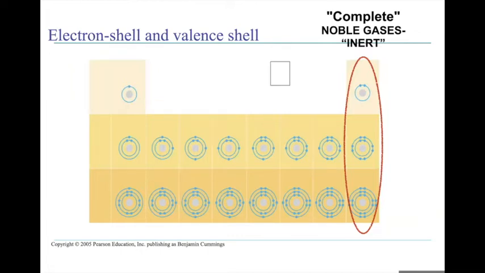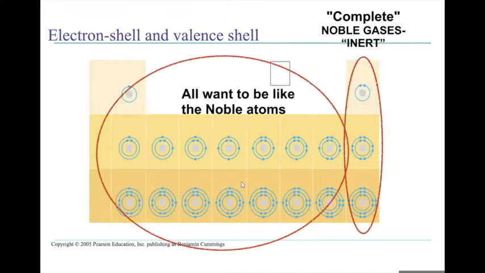Right? So all these guys right over here want to be like these noble gases. They're lacking in something. They're not complete. They have different numbers of valence electrons. They don't have a complete 8 in the shell. They have 7, 6, 5, 4. But they want to be like these guys because these guys are just totally chill, right?